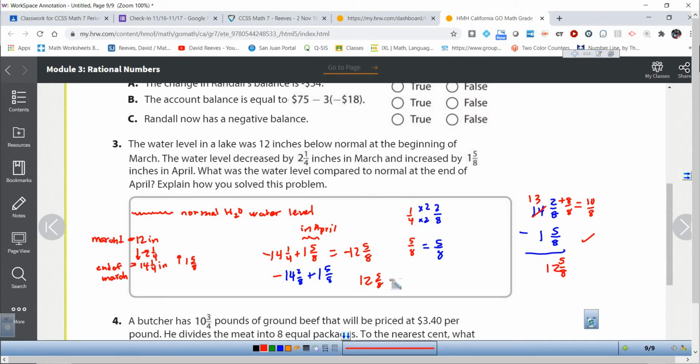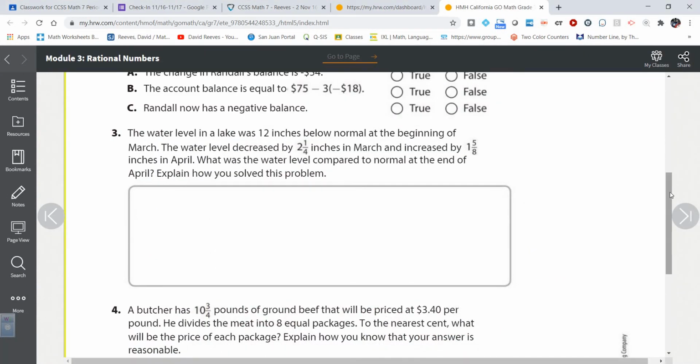This is inches below normal. All right? Not a good place to be. And it says explain how you solve the problem. Well, I just did explain it all. So there we go. All right.